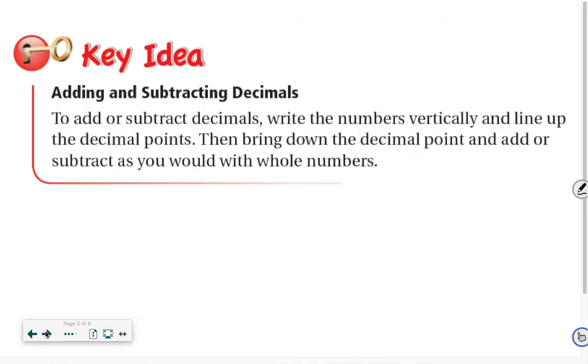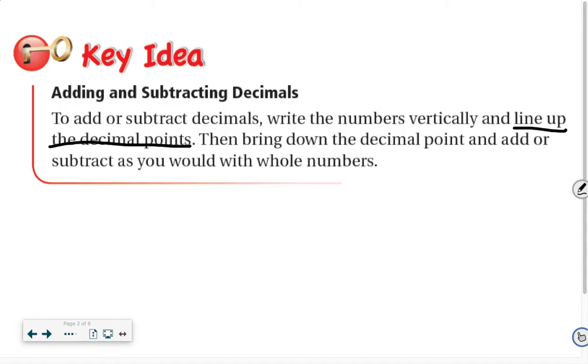We're good with that. Let's look at the rules. Here's the rules. When you're adding and subtracting decimals, you have to line up that decimal. Now the textbook says to add and subtract decimals, write the numbers vertically and line up the decimal points. Then bring down the decimal point and add or subtract as you would with the whole numbers.